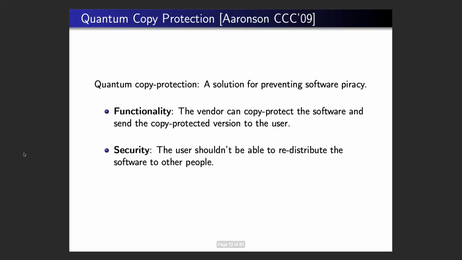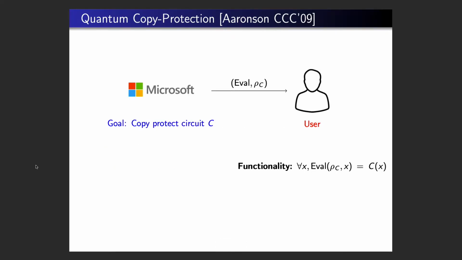And in terms of security, what we want is that the user, after receiving this copy protected software, should not be able to redistribute the software to other people. This is the unclonability property associated with the scheme. Let's look at this notion in a bit more detail.